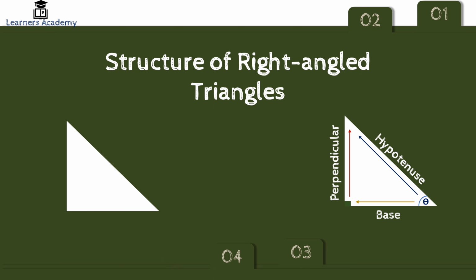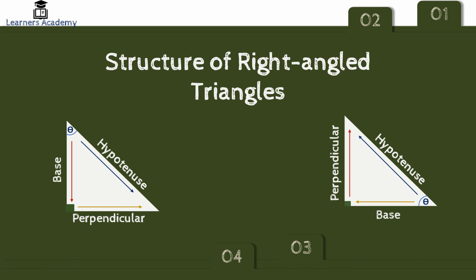Now if we change the position of angle theta, the position of perpendicular and base will also be changed, as perpendicular is always opposite to the angle theta and base is on the same side where angle theta lies. The only thing that will remain unchanged is hypotenuse.